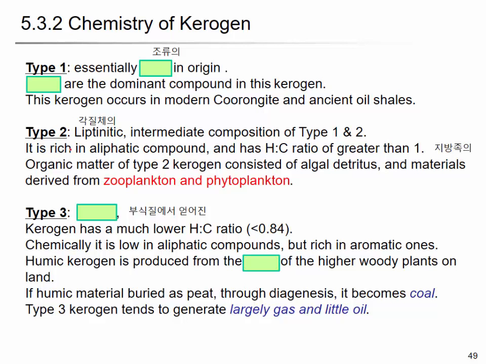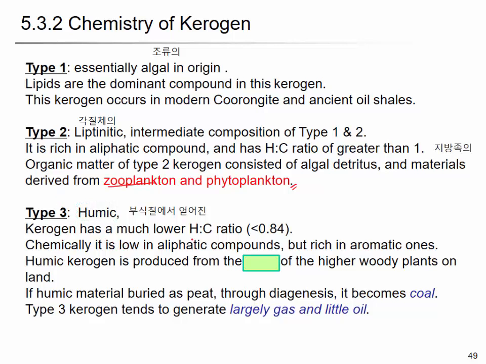So just briefly, let's glance through it. Type 1, the algal kerogen, essentially is from algae, and lipids are the dominant compound in this kerogen. And type 2 is liptinitic, which is intermediate between 1 and 3, rich in aliphatic compounds, derived from zooplankton and phytoplankton. And the last one is humic.